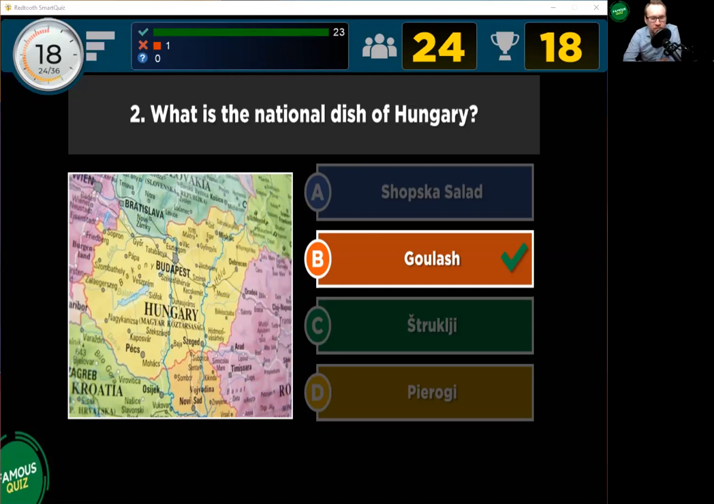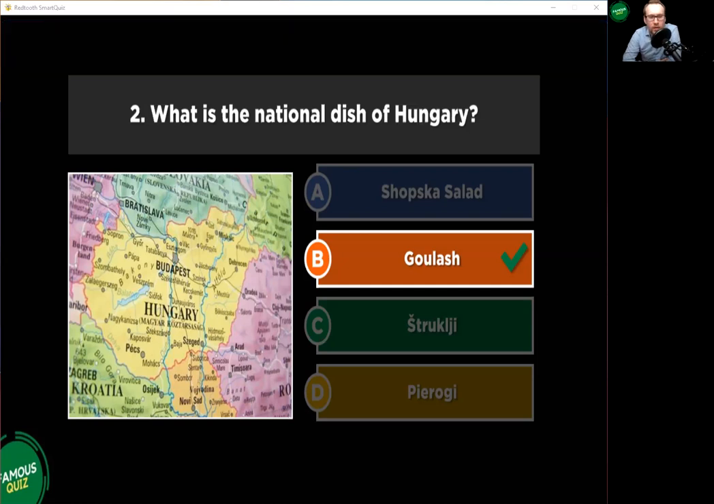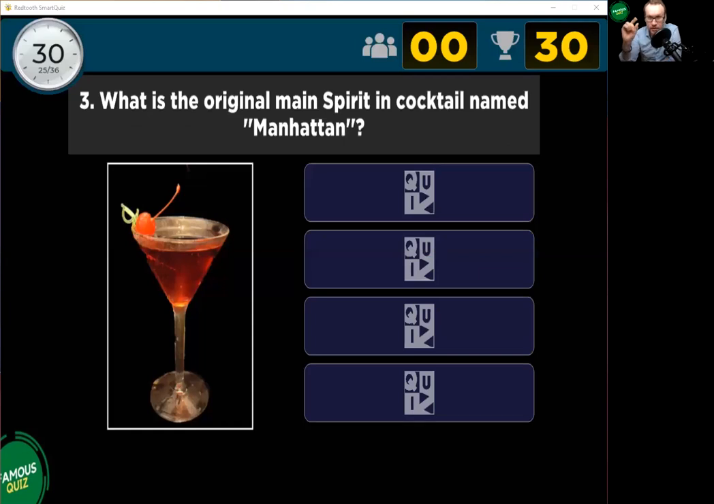Question number 3, round number 4. What is the original main spirit in the cocktail named Manhattan?